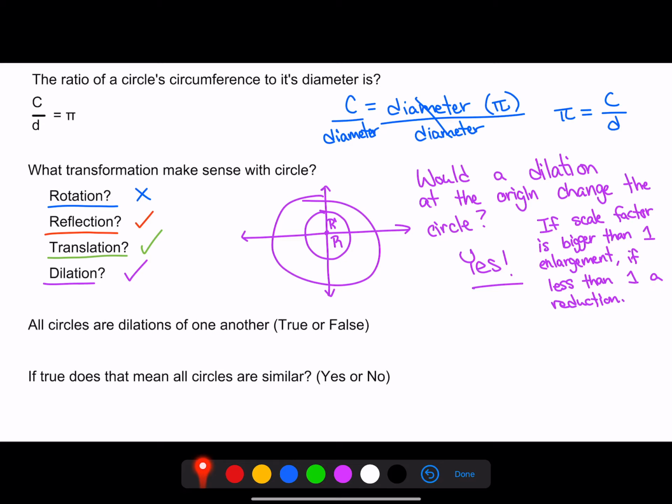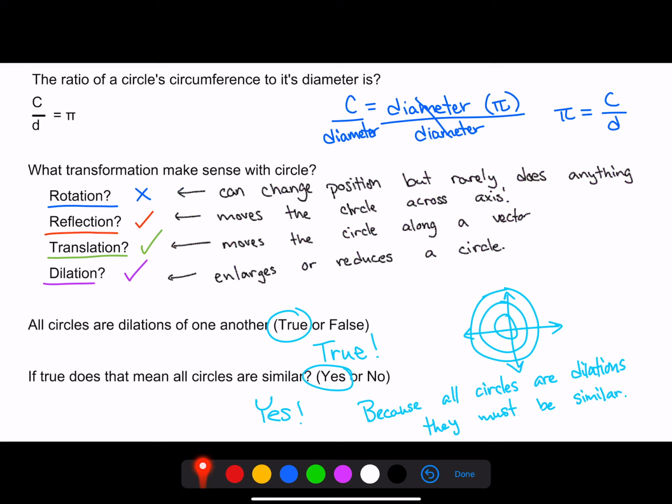So, all circles are dilations of one another. Is this true or false? Well, it'd be true. No matter what, I can change these circles and dilate them to become one another.